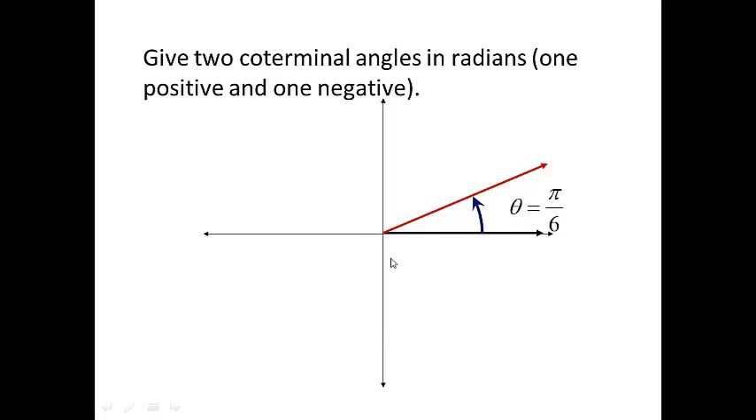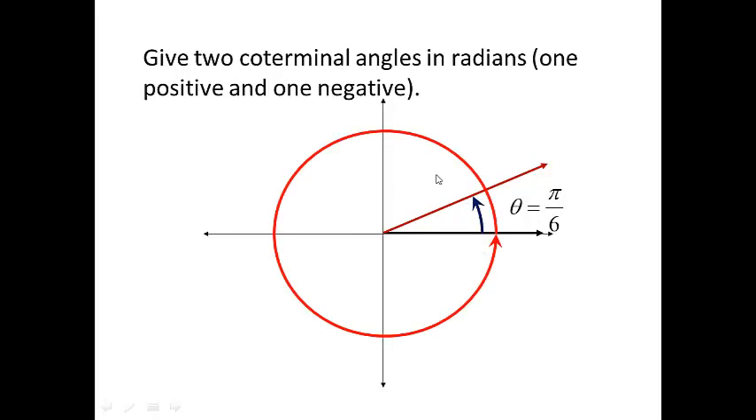From yesterday, you remember that the place where the angle starts is the positive x-axis, and that is the initial side, and the terminal side is where the angle ends. In this case, pi over 6 radian measure. When will it be pi over 6 again? Well, if we went all the way around, we could get back to here again. So that means we could add 2 pi to my pi over 6.